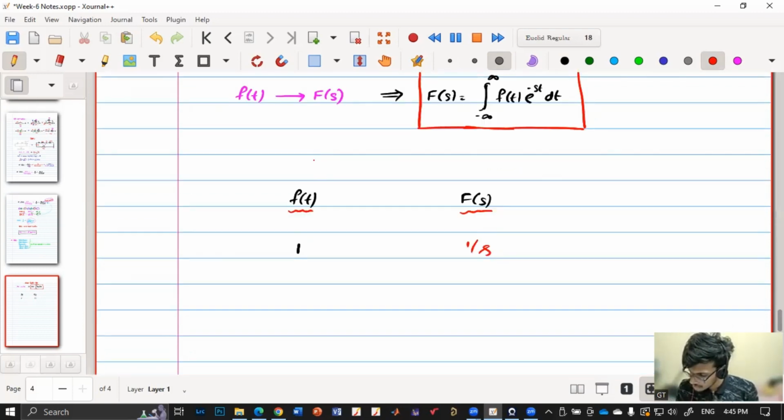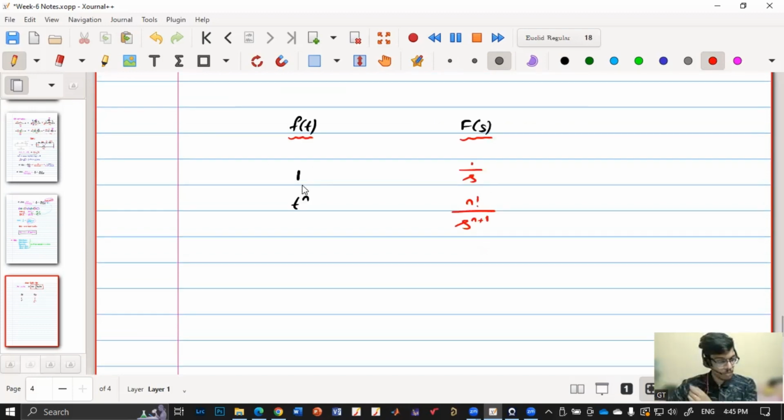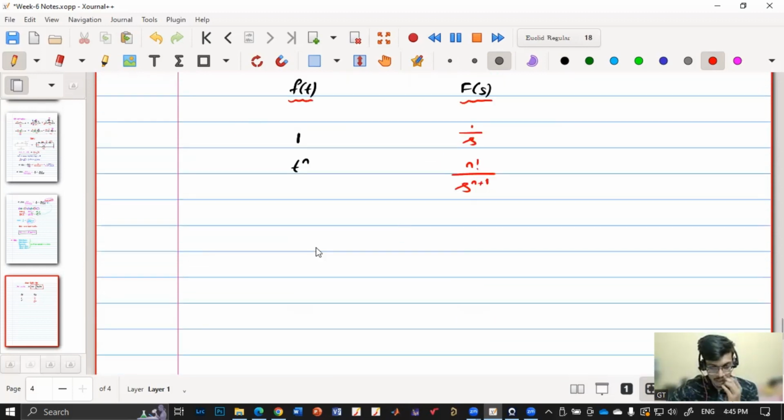And if it is, say, t to the power n, so it will be n factorial by s to the power, or maybe I'll write in the other way. So this is 1 by s. This is n factorial by s to the power n plus 1. Okay, I will not be going into the derivation because these are well-known results. If you substitute here, you will be getting that expression.